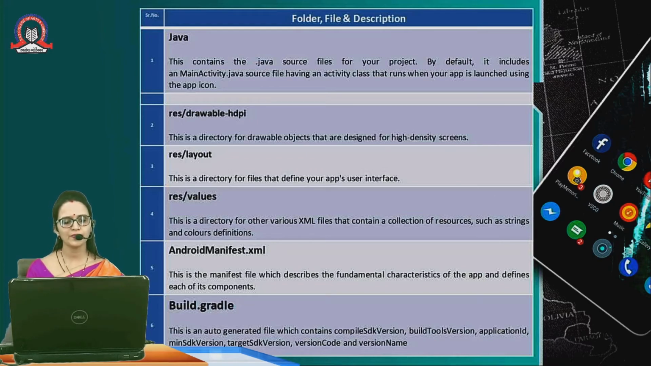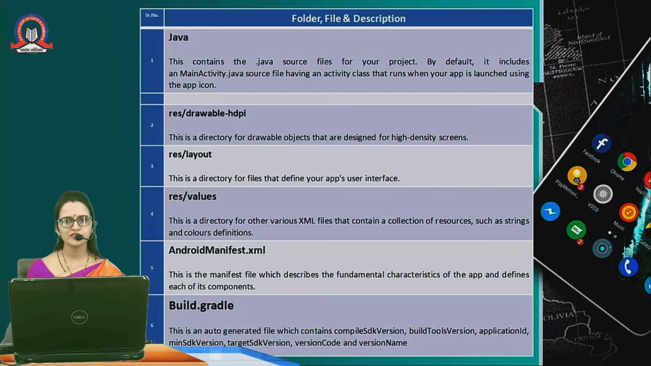res/drawable-hdpi. This is the directory for drawable objects that are designed for high-density screens. res/layout. This is the directory for files that define your app's user interface. res/values. This is a directory for various other XML files that contain a collection of resources, such as string and color definitions.